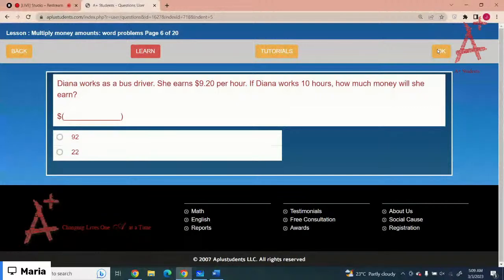Which is the correct option? Yes, very good. Option number 1 is the correct option. The correct option is $92. That means after working 10 hours, she will earn $92. Got it?